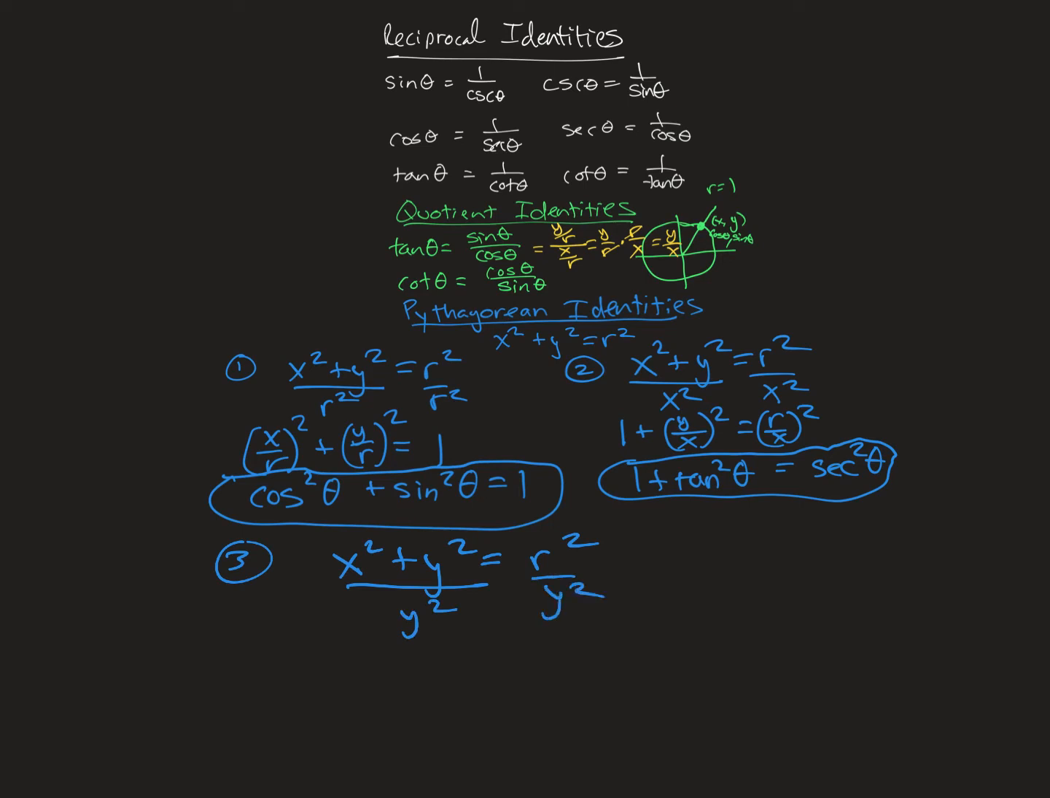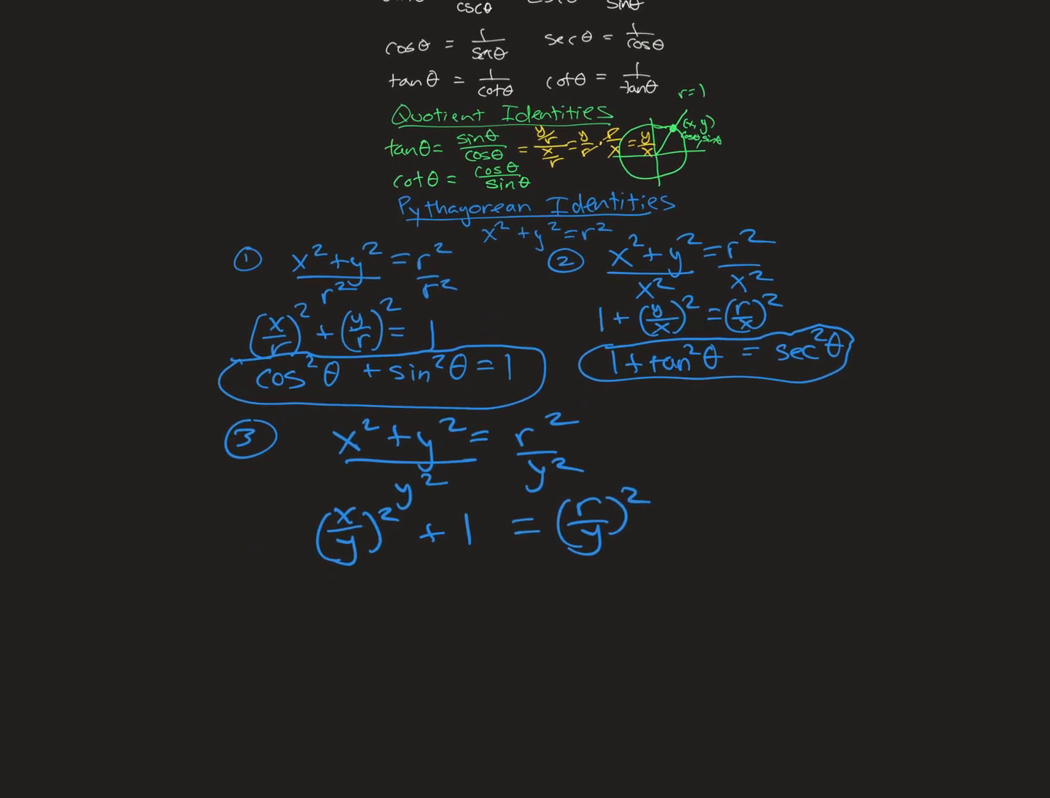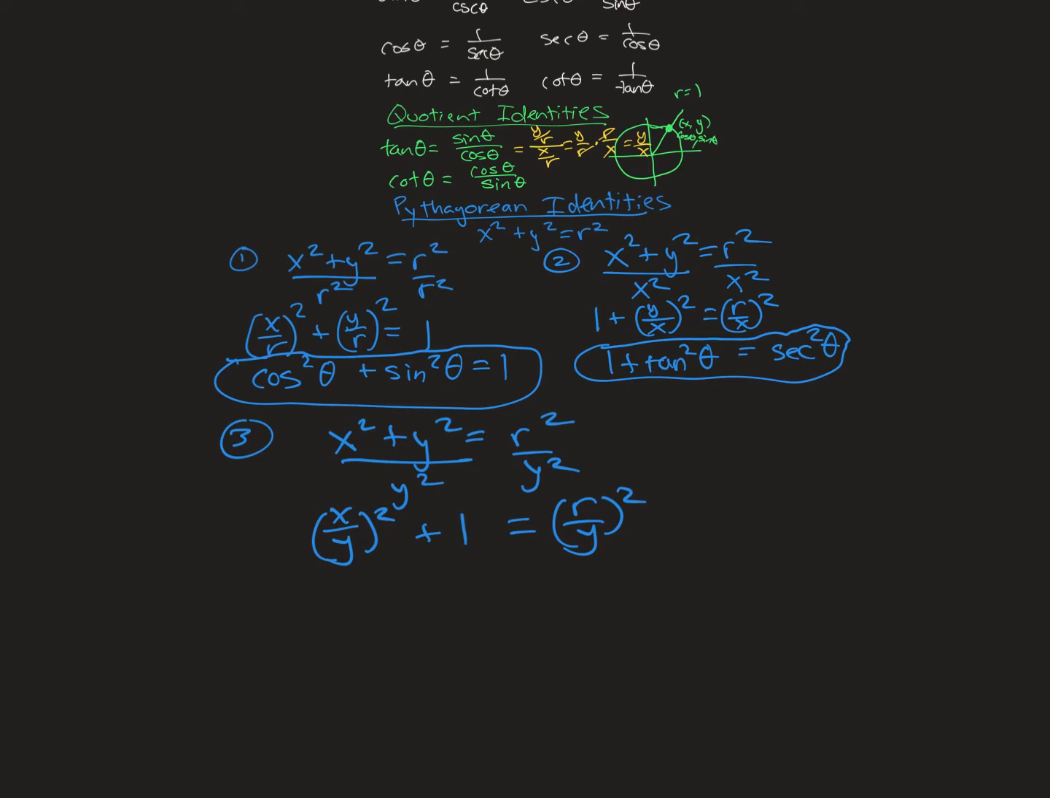So dividing both sides by y squared, I'm going to get (x over y) all squared plus 1 equals r over y squared. x over y is cotangent. So cotangent squared theta plus 1 equals (r over y is cosecant) cosecant squared theta. So that is our final Pythagorean identity.